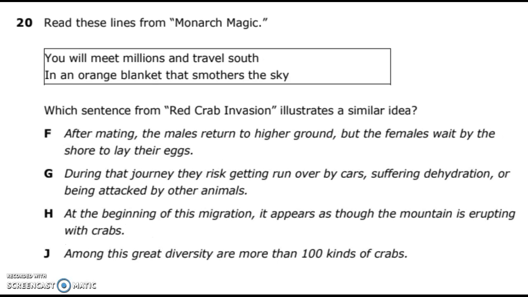20. Read these lines from Monarch Magic. You will meet millions and travel south in an orange blanket that smothers the sky. Which sentence from Red Crab Invasion illustrates a similar idea? F. After mating, the males return to higher ground, but the females wait by the shore to lay their eggs. G. During that journey, they risk getting run over by cars, suffering dehydration, or being attacked by other animals. H. At the beginning of this migration, it appears as though the mountain is erupting with crabs. J. Among this great diversity are more than 100 kinds of crabs.